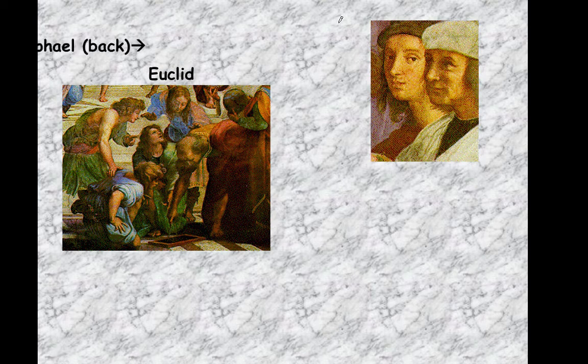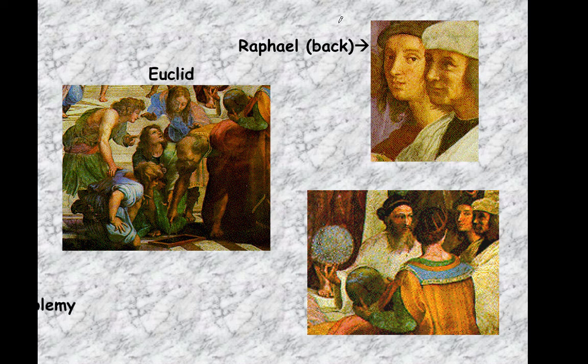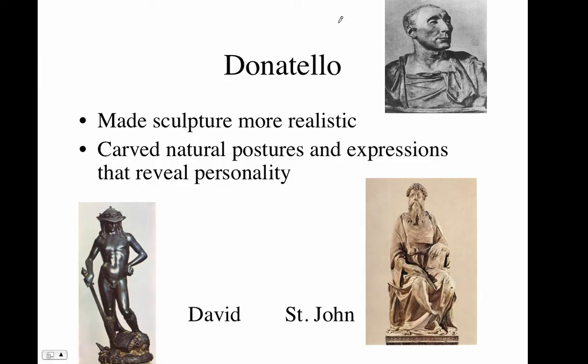Don't forget Euclid, the mathematician. Raphael's in the back of the painting. Zoroaster and Ptolemy are also in the painting, who are early scientists. And if you're going to have the others, you've got to have Donatello. Donatello is involved with sculpture.